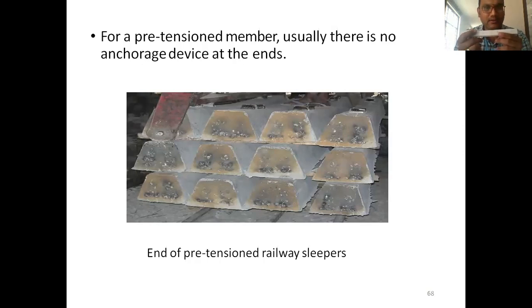You can observe clearly your railway sleeper is something like a cantilever member. Why do I say cantilever member? Try to observe carefully in your railway sleeper where your track will lie. Your track will lie at the ends, not at the center. If you look at a railway track, it will be like this. At the center it is slightly down, and at the ends it is lifted up. And you are going to provide the track at the ends. So when your track is here, it is something like a cantilever member.